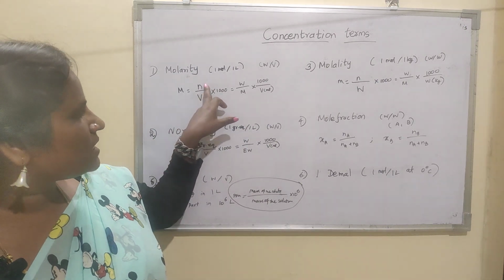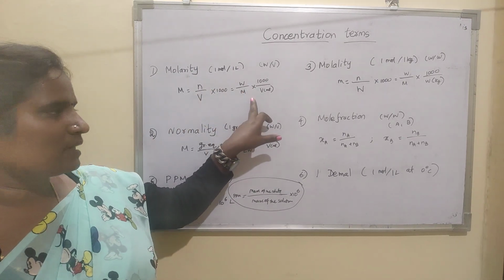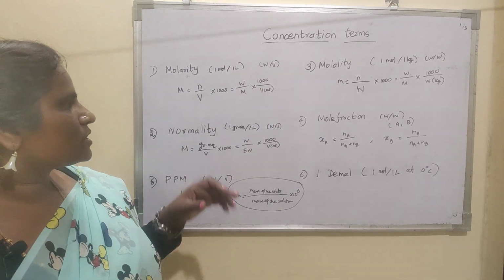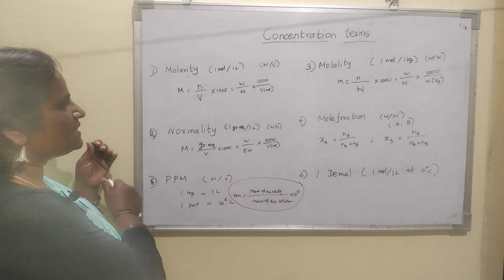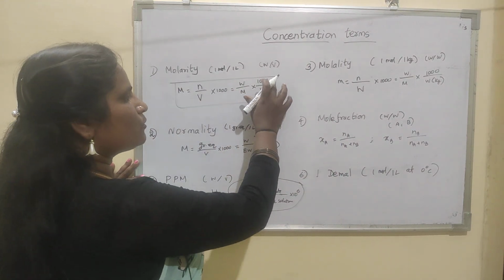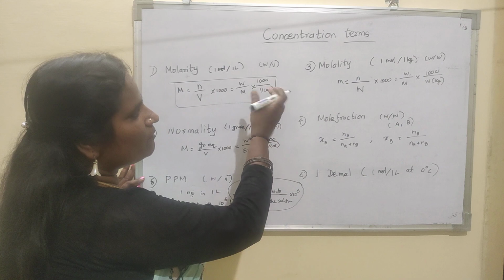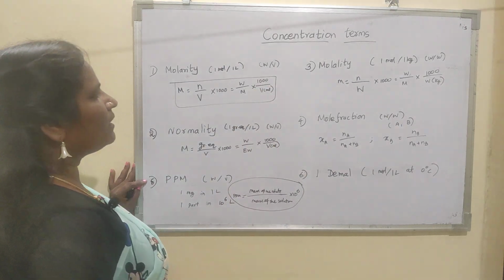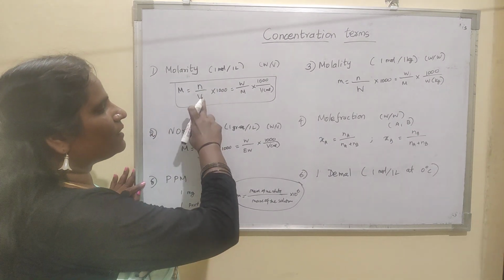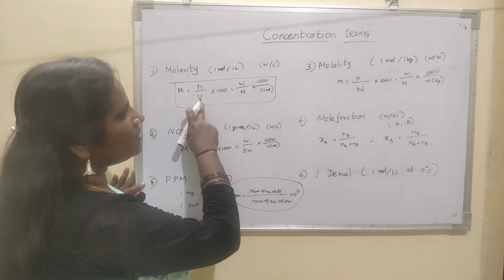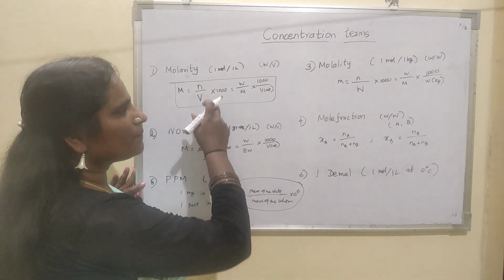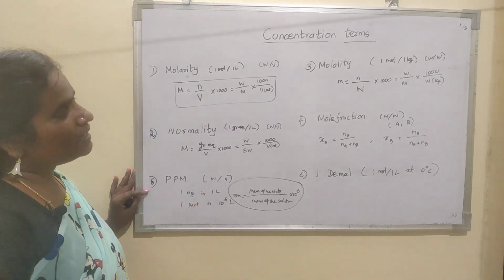So what is the number of moles? Given weight by molecular weight is the number of moles, and this 1000 by V carries here. So this is the formula: molarity is equal to given weight by molecular weight into 1000 by given volume. So you can calculate the molarity of the solution, or if you know the number of moles and the volume of the solution or solvent, you can directly calculate using this formula. So two formulas are given.